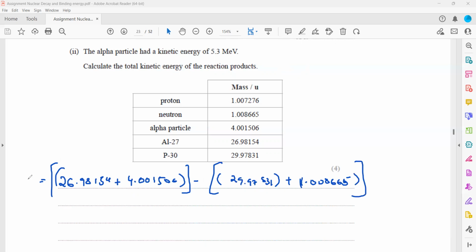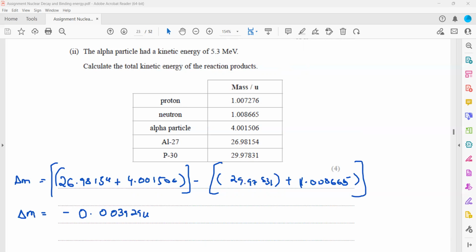The mass of the reactants minus the products will give us the mass defect, how much difference in the mass there is. But this answer will be in atomic mass units, or AMU. So how much is the mass defect? It will be negative because it's 29 here and 26 there. When you sum, it will be negative. So it will be minus 0.003929 atomic mass units, AMU.